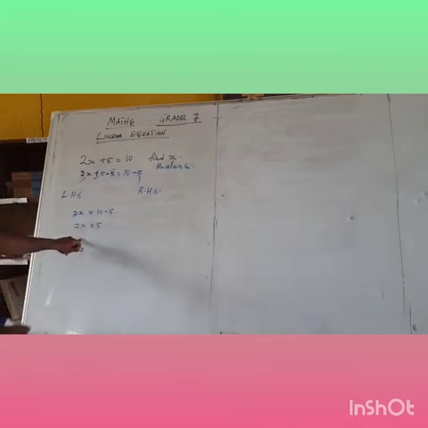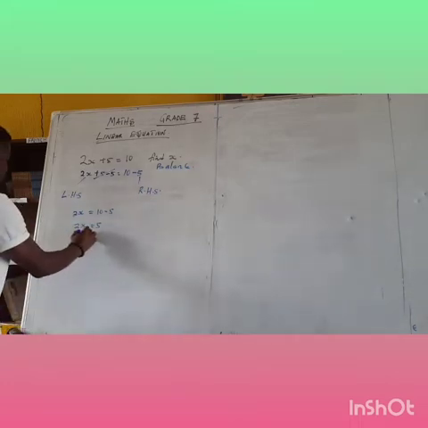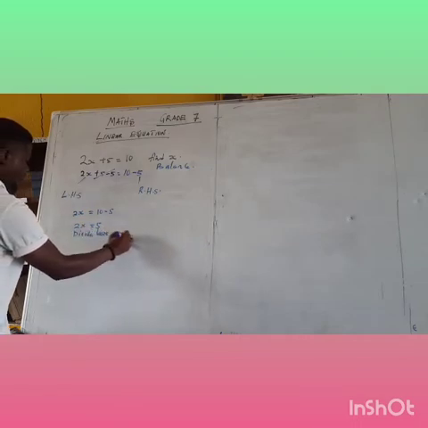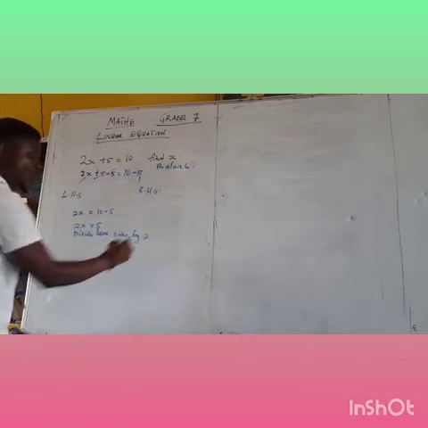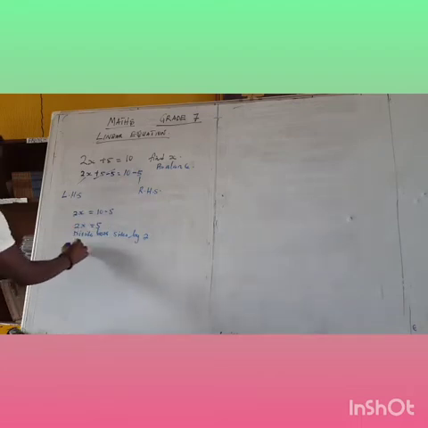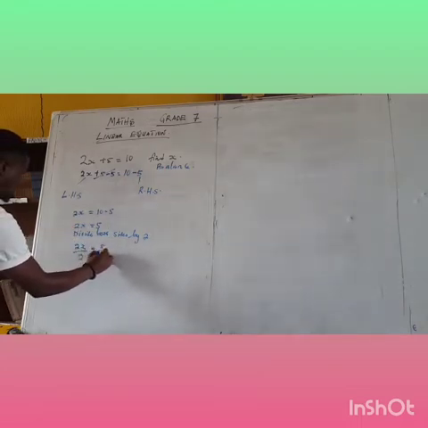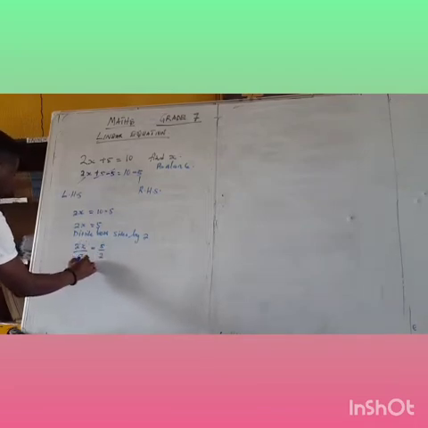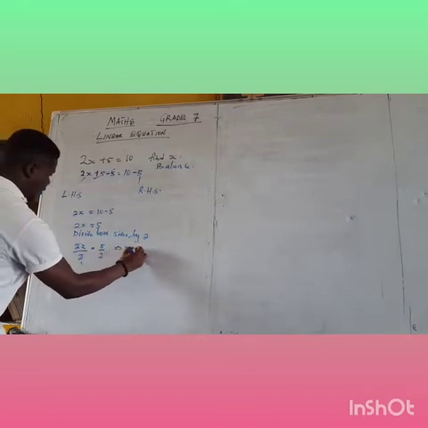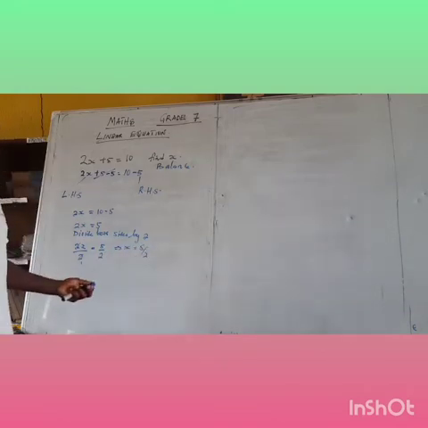Then how can I get x? I will simply divide both sides by the coefficient of x. Remember I explained what is a coefficient. Now the coefficient of x here is 2. So I will have 2x all over 2 is equal to 5 all over 2. So 2 will cancel with 2, it will give you 1. So I have x is equal to 5 over 2.